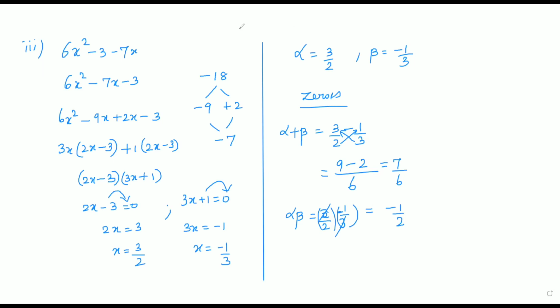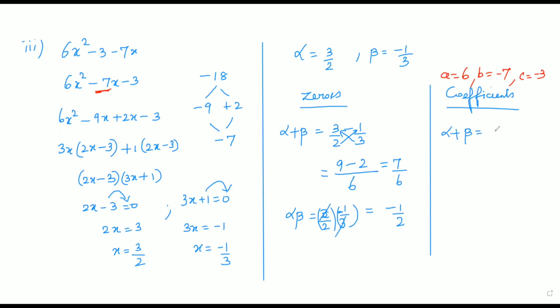Let us check the same thing with the coefficients now. First, let's write what the A, B, C values are. So A is the coefficient of x squared, which is 6, and B is the coefficient of x, which is minus 7. Please be careful. Don't write blindly as minus 3. It's minus 7, the coefficient of x. And C is minus 3. So alpha plus beta is minus B by A, which is minus of minus 7 by 6. So 7 by 6. And alpha beta is C by A, which is minus 3 by 6, minus 1 by 2. Hence, verified.